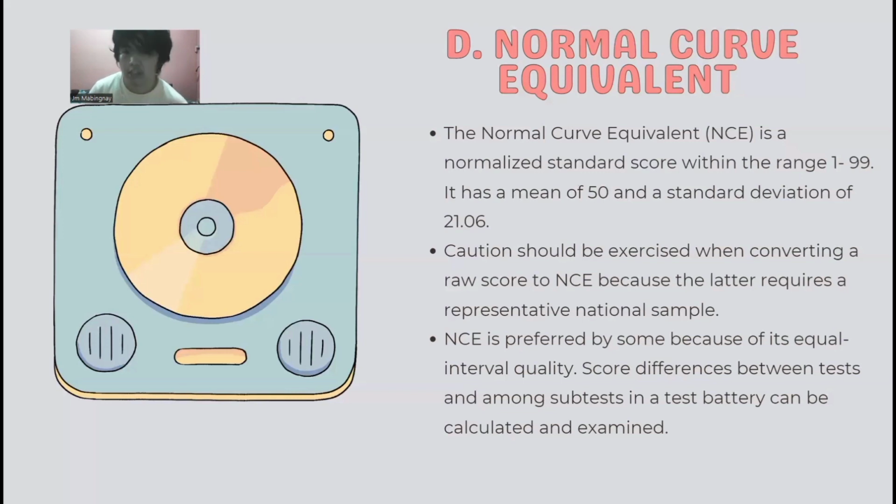This model is more focused on the progress of the student throughout the semester or throughout the quarter. Caution should be exercised when converting a raw score to NCE because the latter requires a representative national sample. Meaning you should always base it on the technical manual for the particular assessment that you are using.